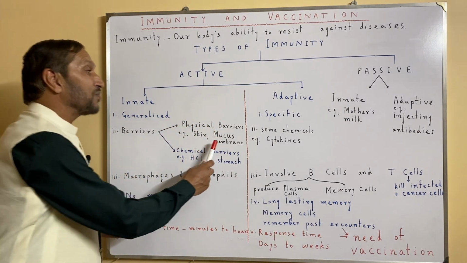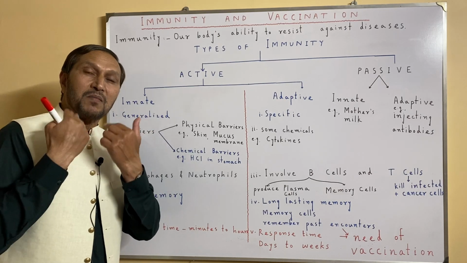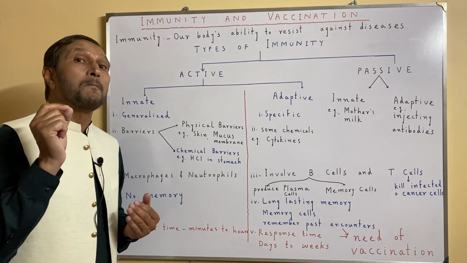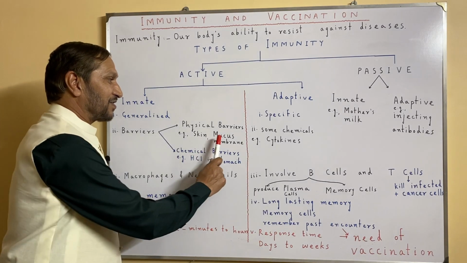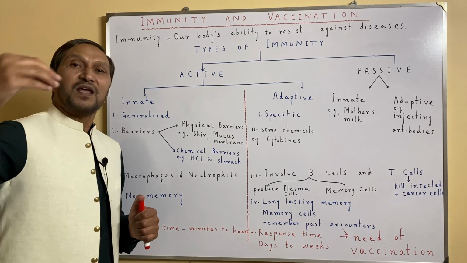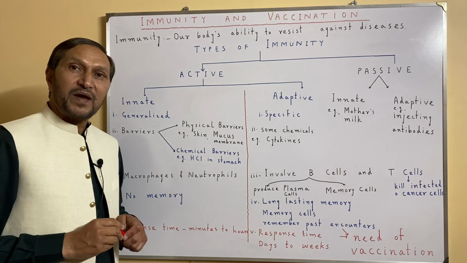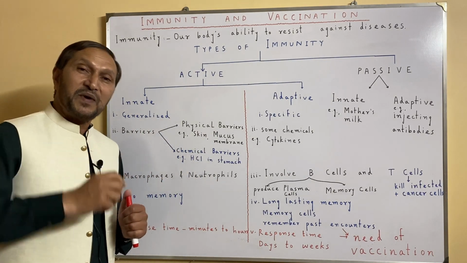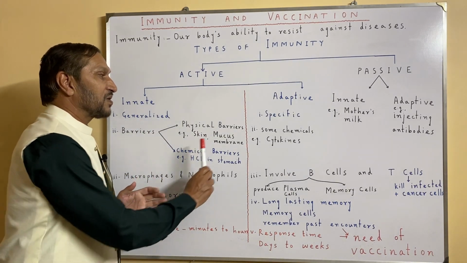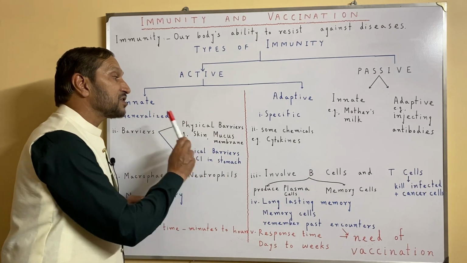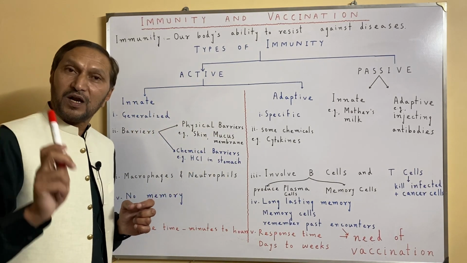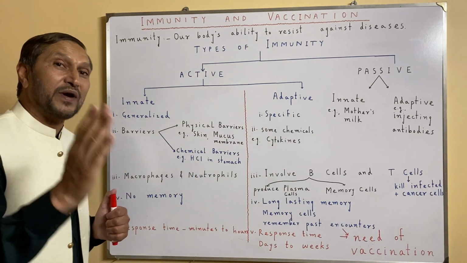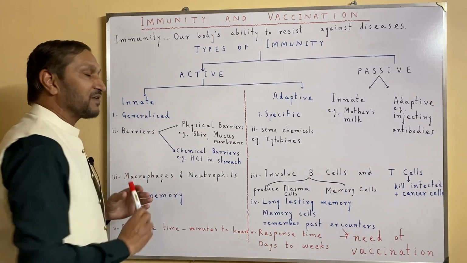Another physical barrier is the mucous membrane, which is present in our mouth, in the digestive system, or in the respiratory system, which produces mucus, a sticky type of material. If the bacteria, viruses, different kinds of microbes, pathogens or invaders enter into the respiratory system or the digestive system, they get stuck in it. The mucus sticks those foreign particles and does not let them enter into the body. So these two are the physical barriers.